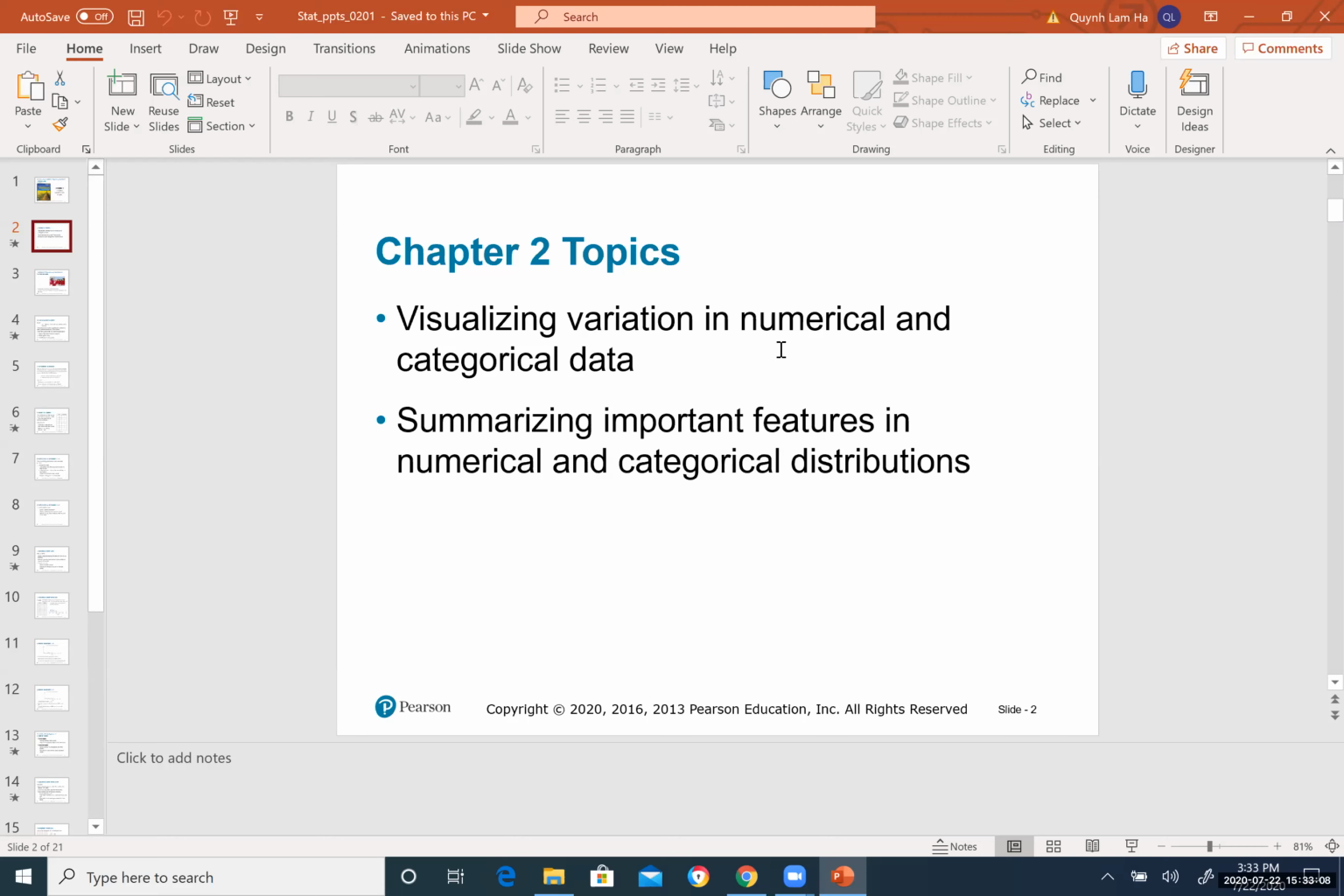Right here, we've got two types of variable, numerical and categorical. For numerical, there are specific graphs used to represent numerical data. And we have categorical data. They also have specific graphs that you will see. For categorical data, a specific type of graph will fit this categorical data.